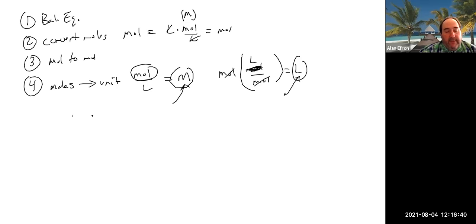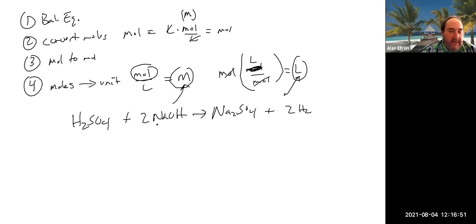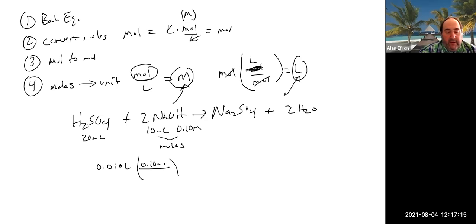So, for example, H2SO4 plus some sodium hydroxide, giving you some sodium sulfate and some water. And again, if we started with 20 milliliters of this and we used a titration that required 10 milliliters of 0.1 molar sodium hydroxide, from this information we could get moles. So we would convert our volume into liters. We would multiply it by the molarity of our sodium hydroxide.